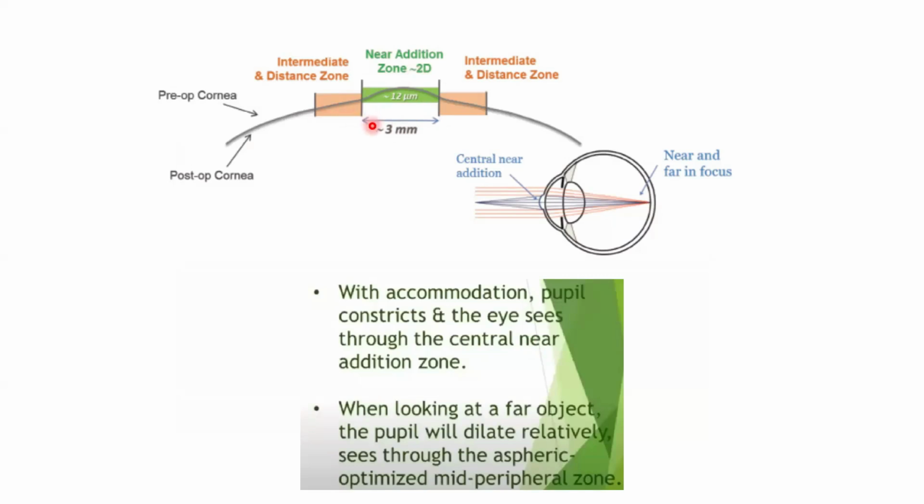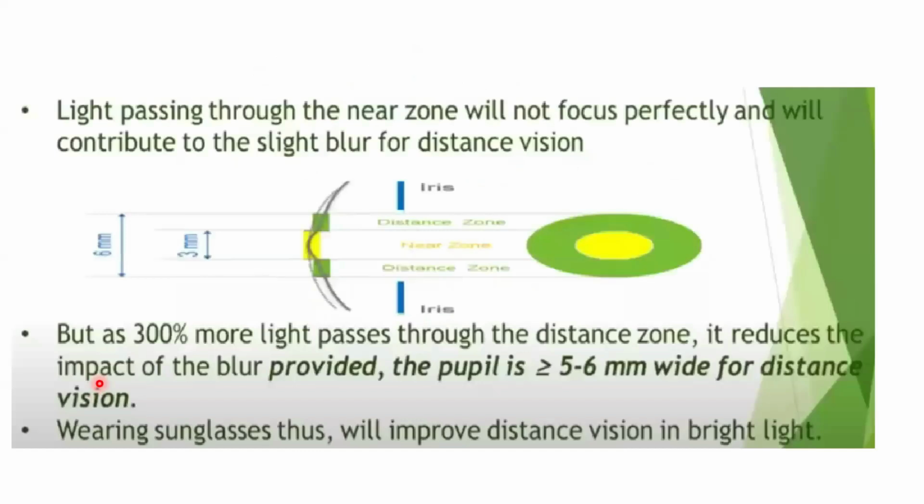The intermediate zone is going to be the distance zone. With accommodation, the pupil constricts and the eye sees through the central zone, which is for addition. Now, we might say that the light passing through the mid peripheral zone will not focus perfectly onto the retina and will slightly blur distance vision. But studies have shown that 300% more light passes through the distance zone than the near zone. So it reduces the impact of the blur from the light deflected for the near zone, especially when the pupil is more than 5 to 6 mm.